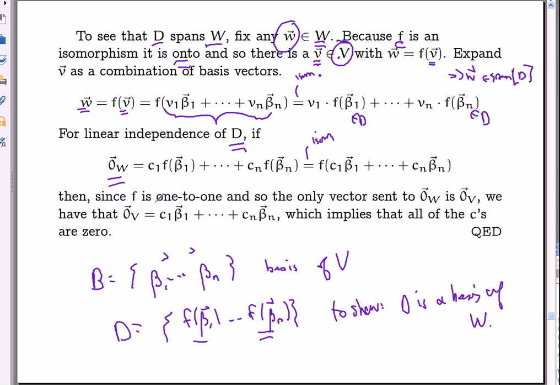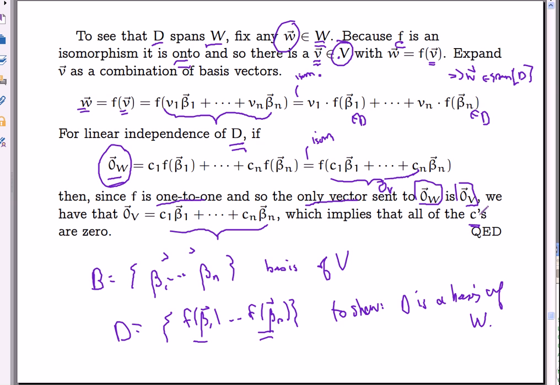Now, since f is 1 to 1, the only vector that is sent to the zero vector in W is the zero vector in V. What does that mean? In order to have 0 equal to f of something, then this thing inside must also be 0. This must be 0 in the vector space V. If this is 0 in the vector space V, we have 0 equals a linear combination of basis vectors. The only way that can happen is if all the C's are 0.